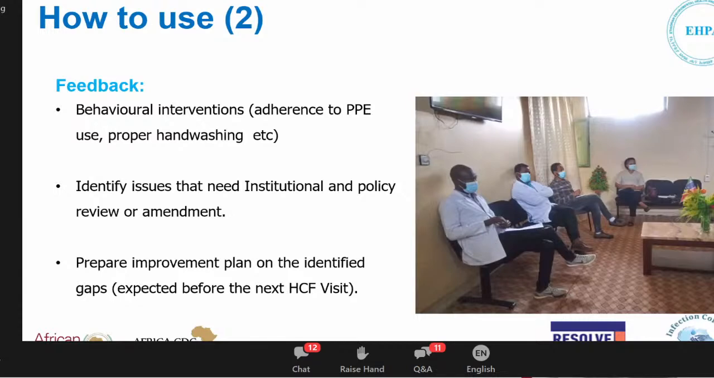So we identify that, and third, based on the two, the IPC team, the IPC focal person and the IPC committee will come together in the presence of the mentor to prepare an improvement plan on the identified gaps, expected before the next visit. As I mentioned earlier, the visit is every month. So prior to the next visit, the IPC team and the IPC focal person need to work on that specific improvement, which I will share in a minute.